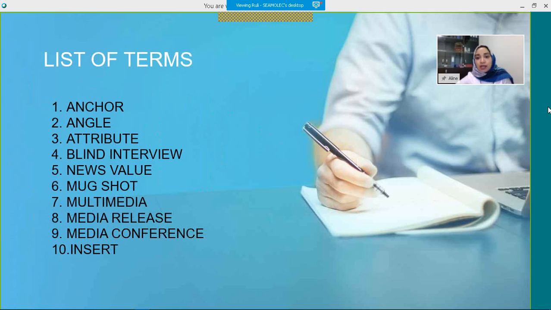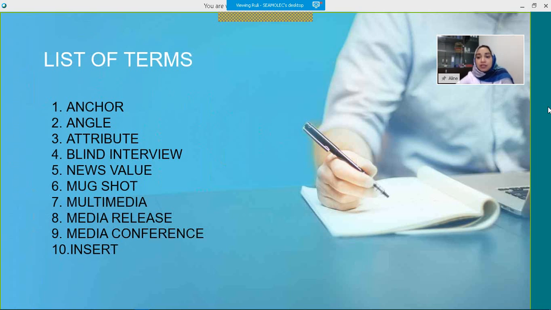So the third one is attribute. This is to identify who said something, either as a quote or as a reported speech. So a good news report should attribute whatever opinions or quotes from others. The news should mention clearly where the quote or the statement is coming from. That's called attribute. The fourth one is blind interview.